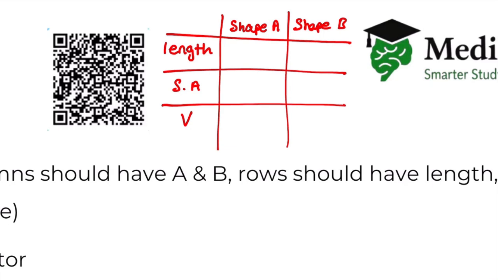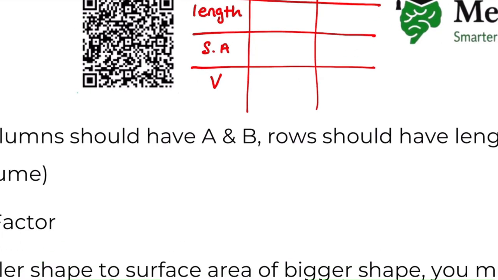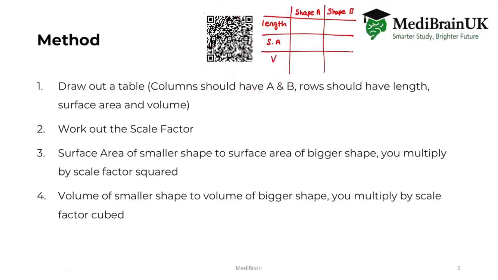Okay, so with a question like this, you would draw out a table like that. You would have shape A and you would have shape B in columns. And then on your rows, you will have length, surface area, and volume. And ultimately, when you know the surface area of one shape, you can work out the surface area of the other shape. When you know the volume of one shape, you can work out the volume of the other shape, and so on. Okay, so you draw out this table first. With a question like this, you draw out that table, and it will make life much easier.